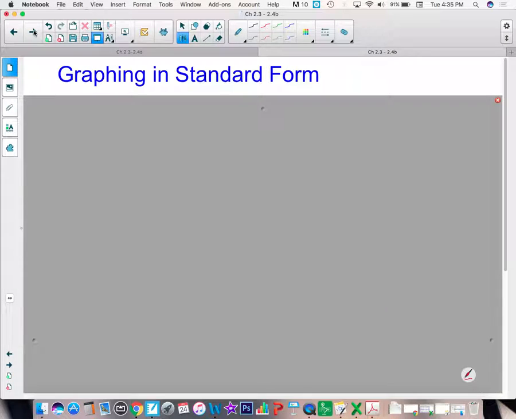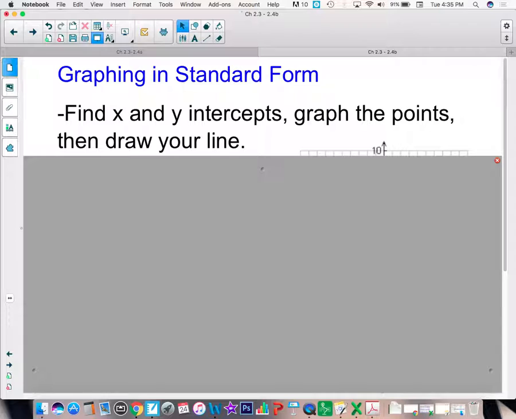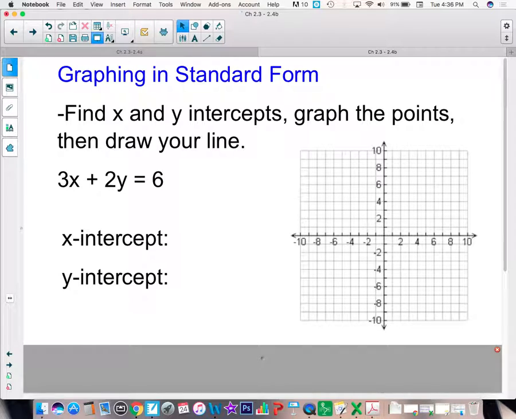On to the next example. So, graphing in standard form. We have a few steps for graphing in standard form. Okay, so we want to find the x and y intercepts, graph those points, the x-intercept and the y-intercept, and then draw the line between those 2 points. Okay? So pause the video, copy that example down, and we're going to go ahead and get our x-intercepts and y-intercepts and graph.